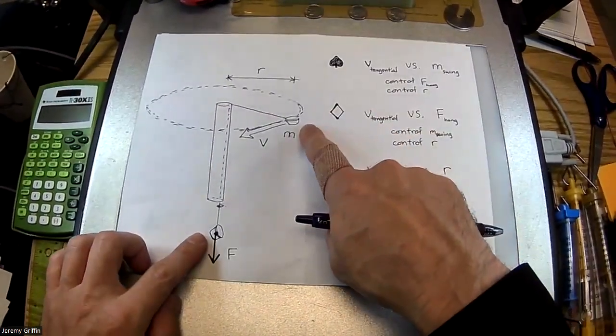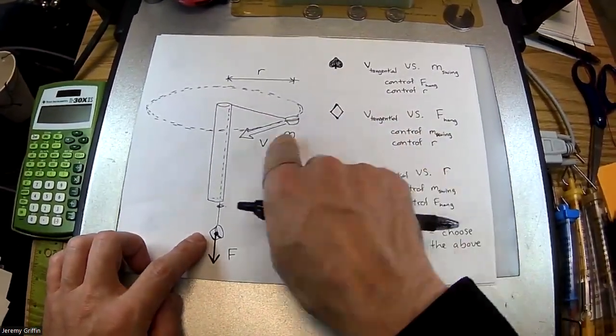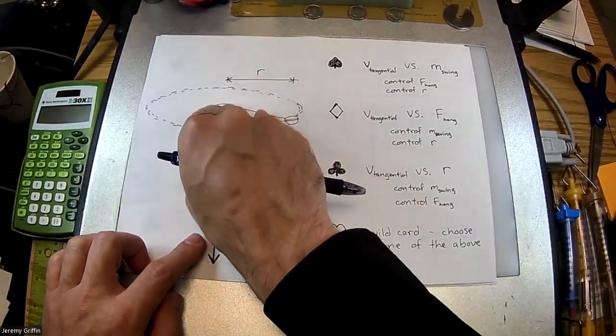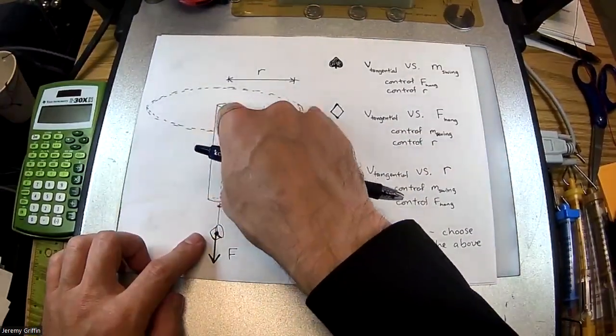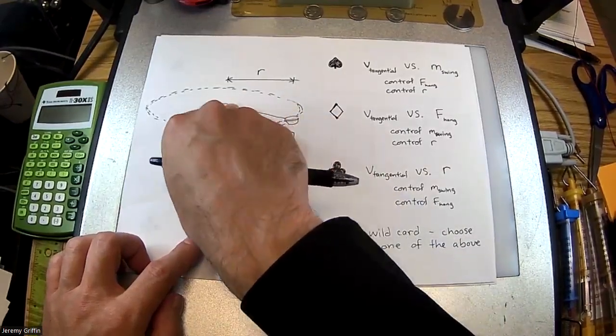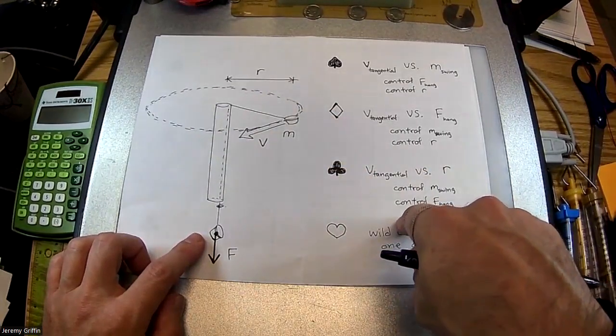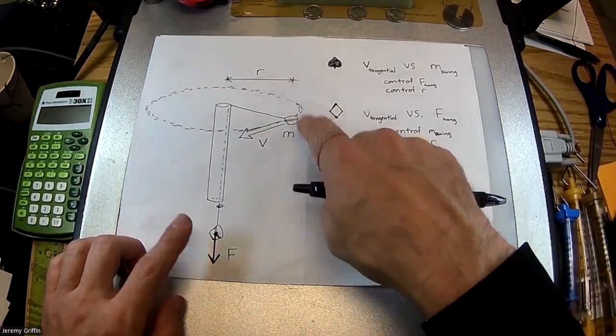If you have the clubs, you'll leave the two canisters sealed all class period, but you'll treat the radius as an independent variable. So you might go 20 centimeters, 30 centimeters, 40, 50, 60, 70, something like that. Maybe slip in 10 centimeters if you can. And then again, control these two canisters.